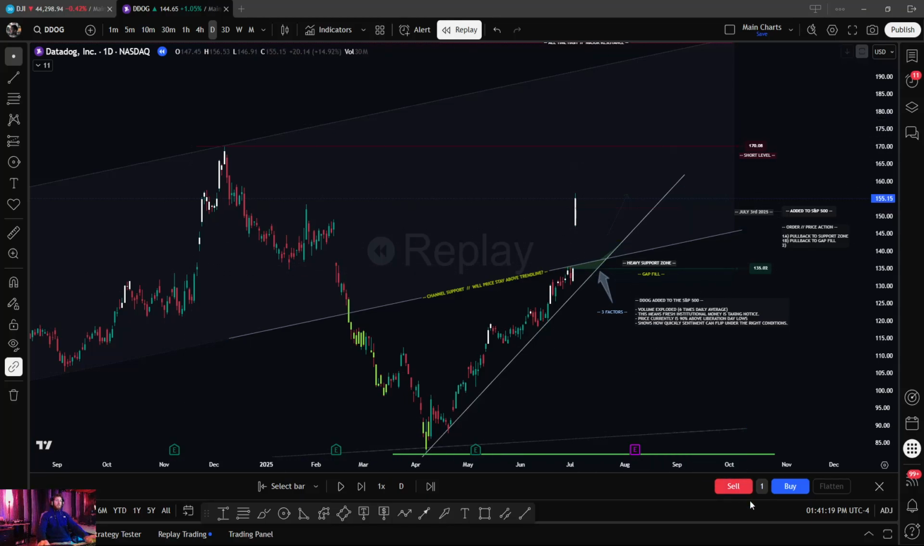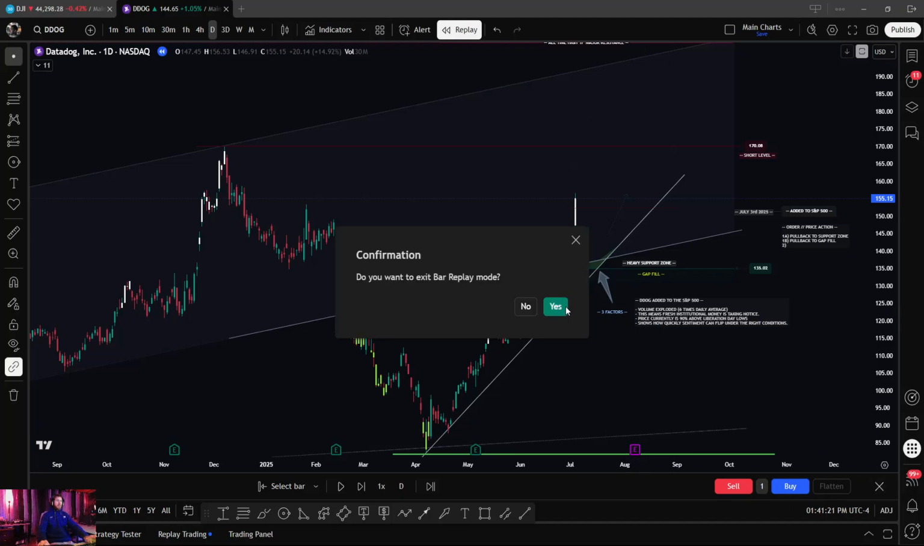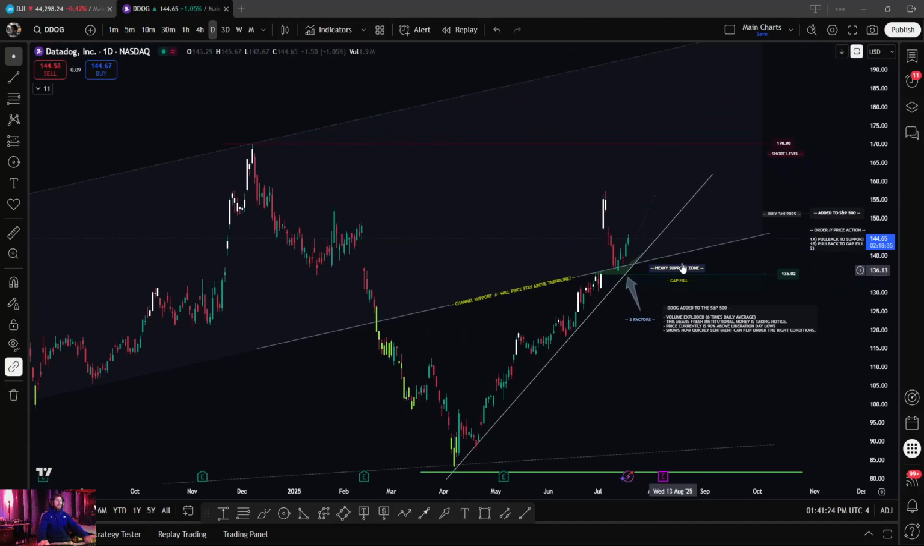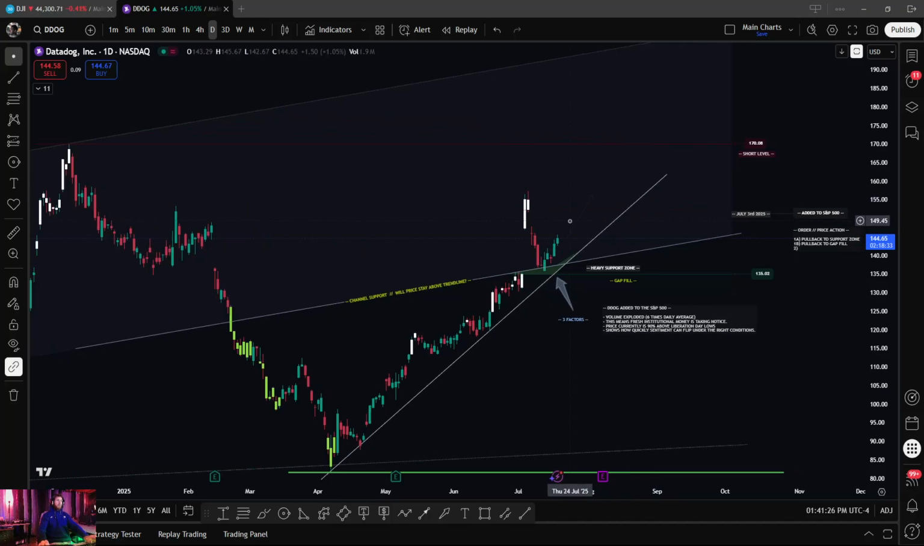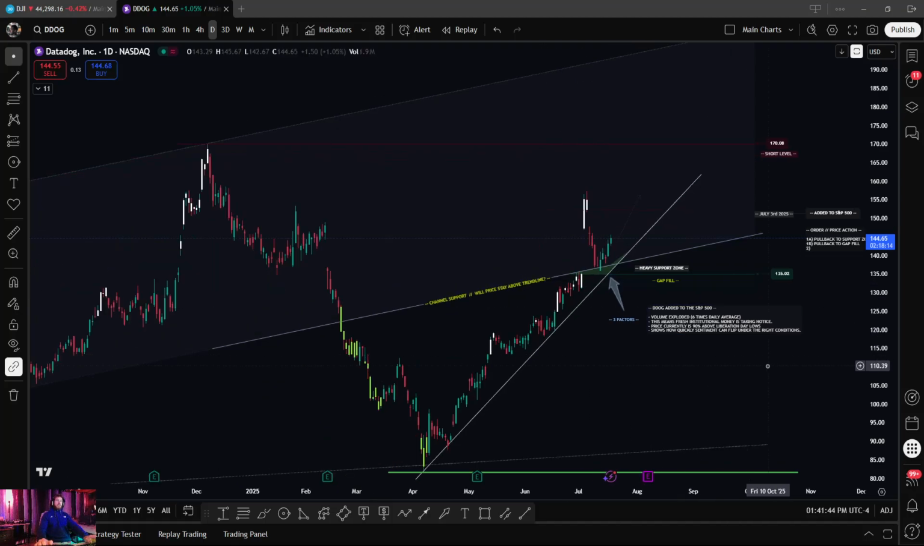And sure enough, let's get rid of the replay mode here. Go back to the current price action, and what happened? Price traded down into this level of support, and we got a nice bounce from here. And price is obviously, it's probably likely going to continue up from here. But if you were a trader, you could have gone long here. And yeah, so that is how you can use converging levels of support and resistance to take a trade.